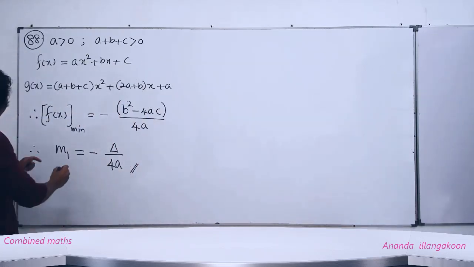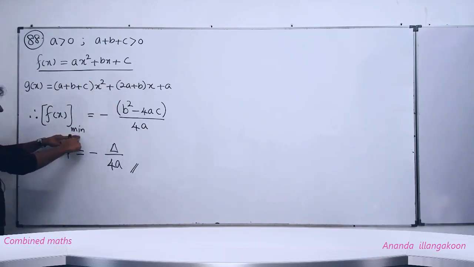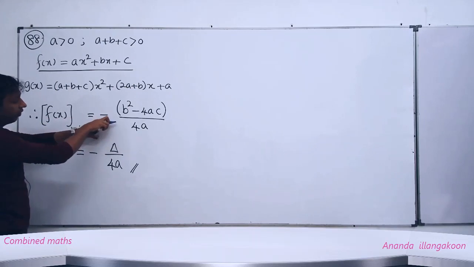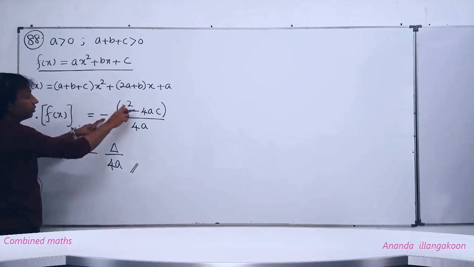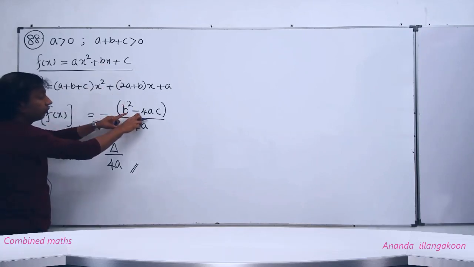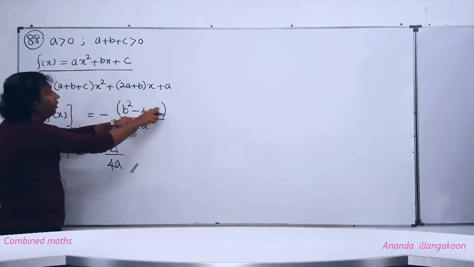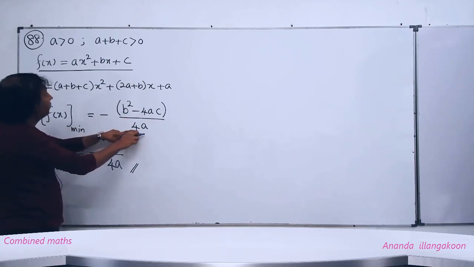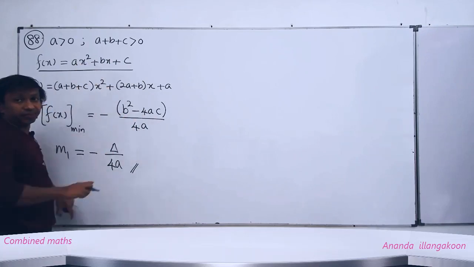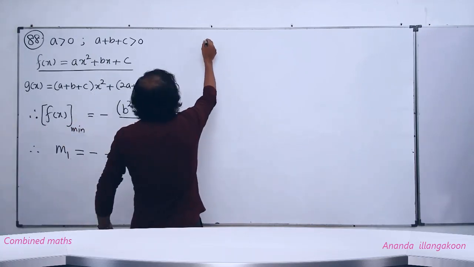Here, this is your f(x). When you find this f(x) minimum, you got this answer. Minus sign is available. What is this b squared? The x coefficient squared, minus 4 times a, what is a? The x squared coefficient. What is c? This constant term. Divided by 4 times the x squared coefficient. Then when we write g(x) minimum, we have to follow the same way.